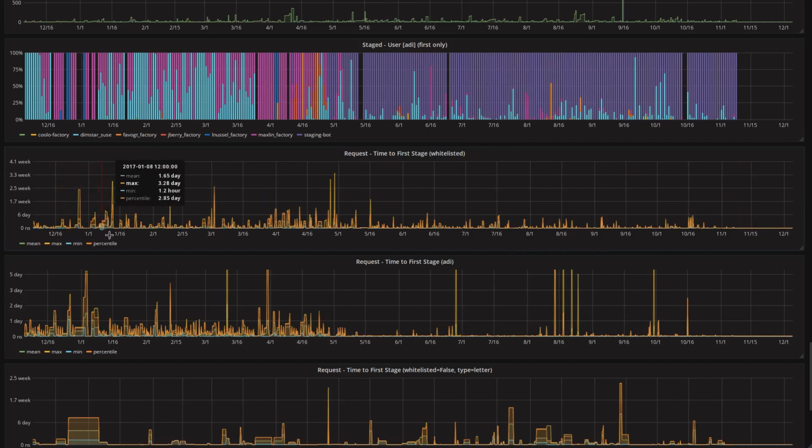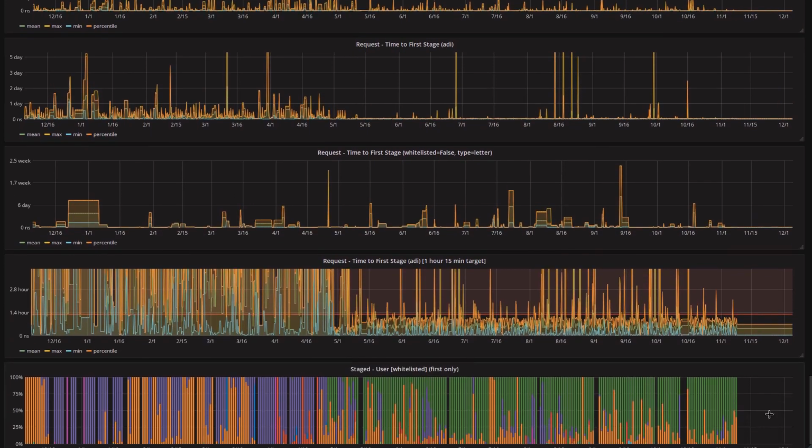So you'll notice you have lots of spikes and peaks here, even getting up into weeks and hours before a request is first staged, and then afterwards it's quite consistently much lower. And again, there's going to be some spikes in here with those ignored requests, but the majority of them, as you can see, are under an hour, and we'll look at that other graph below. Yeah, so again, very noticeable change on the ADI requests, basically consistently dropping under an hour. So we can see that the automation had the effect that we wanted.